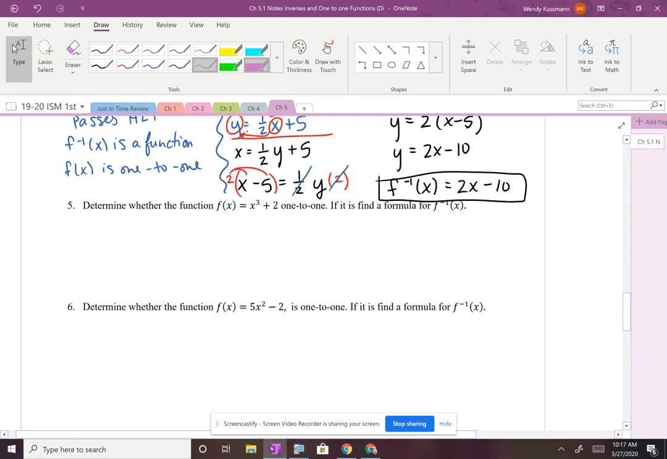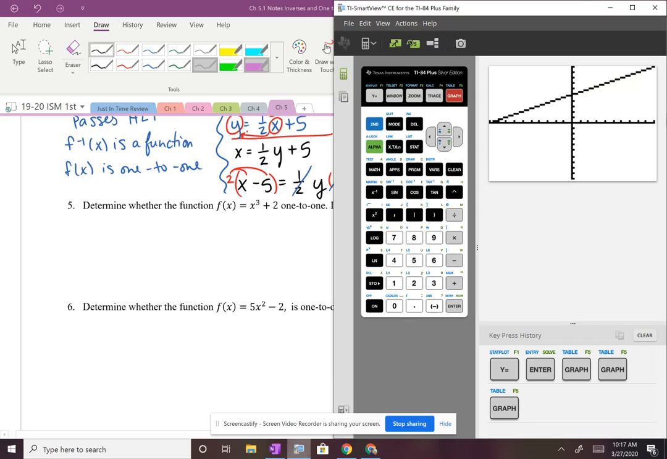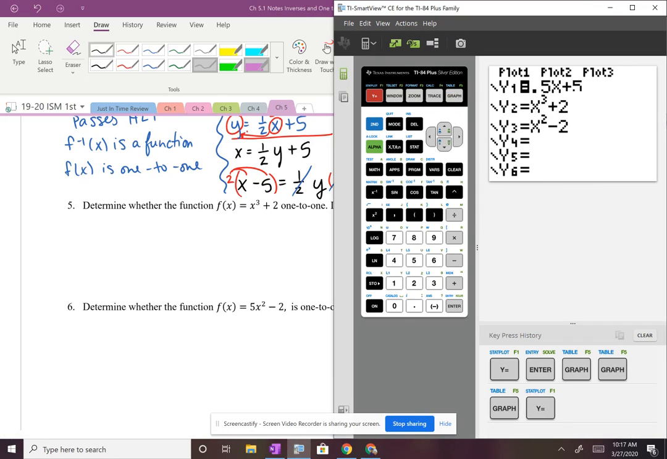So we need to decide whether it's 1 to 1, we do the horizontal line test. So I'm going to go over here to my calculator, go back to y equals. I already have x cubed plus 2, so I'm going to go ahead and turn that one on.